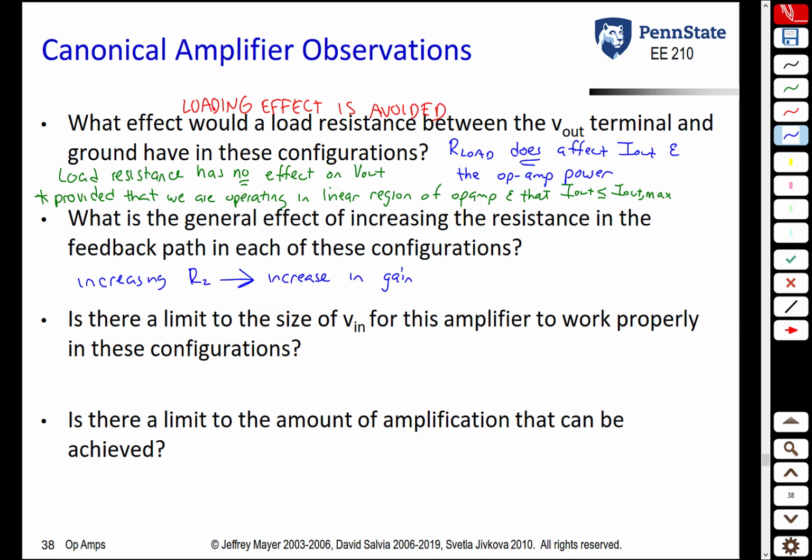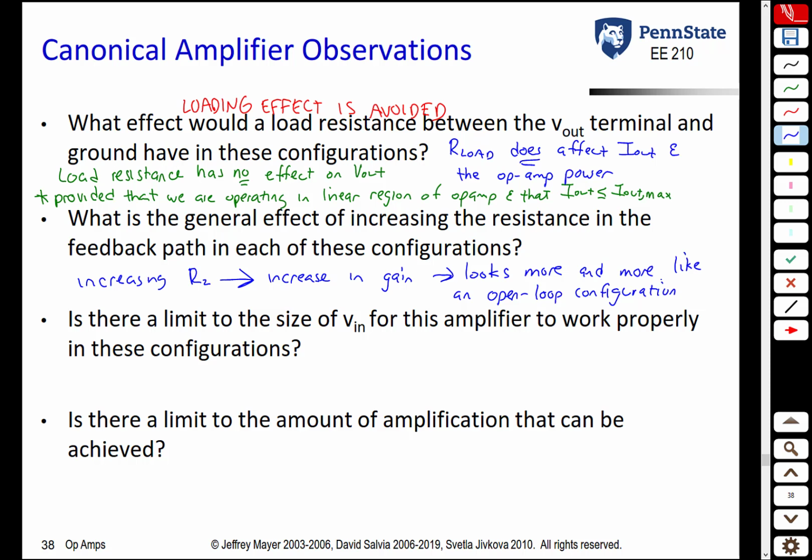And this makes sense because by reducing the current flowing back in this feedback loop, we're making the circuit look more and more like an open loop configuration. We're making it harder for the current to go back, and so it's looking more and more like the open loop configuration.